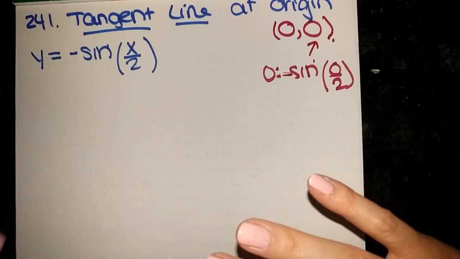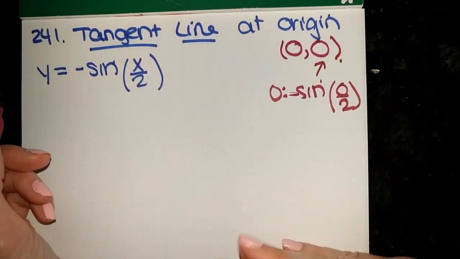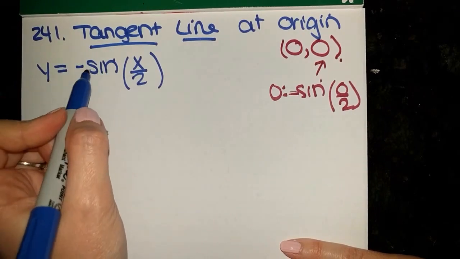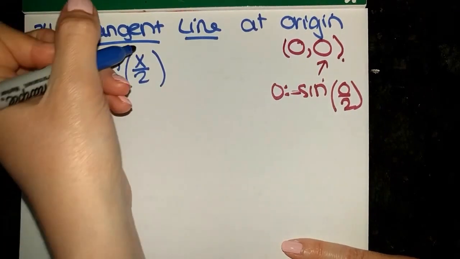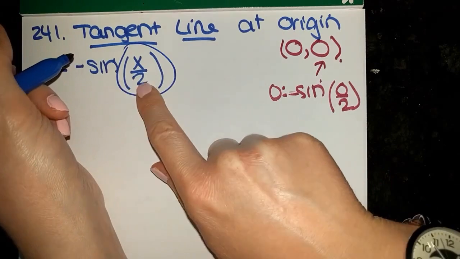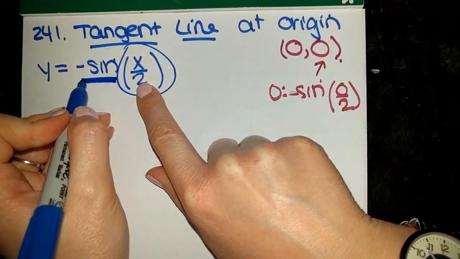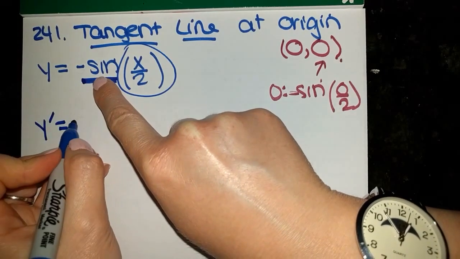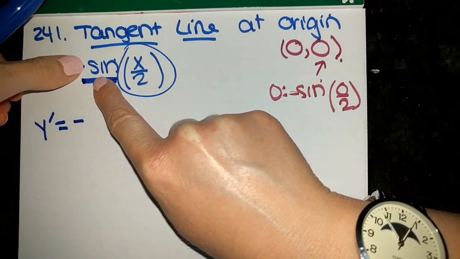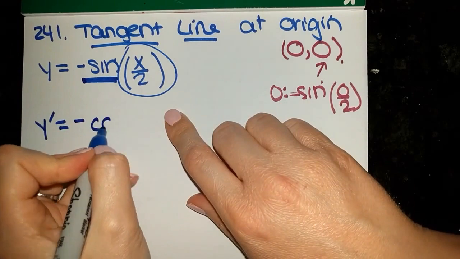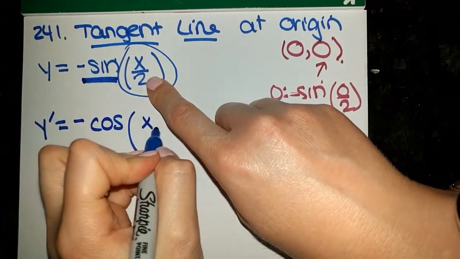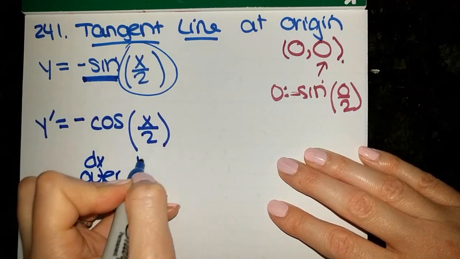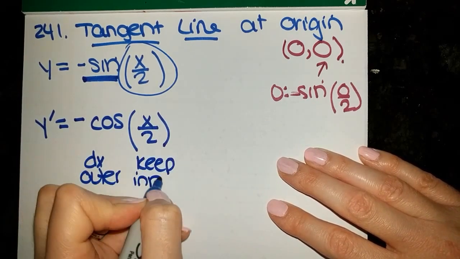All right, so we know with the tangent line, we have to find the derivative. And the thing with this function is that it's not just sine of x. So that means that we are going to have to use our chain rule. This is going to be the inner function. This will be the outer function. So our derivative, negative sine. The negative comes straight down. The derivative of sine is just cosine. Keep the inner fixed. So that's our derivative of the outer, keeping the inner fixed.